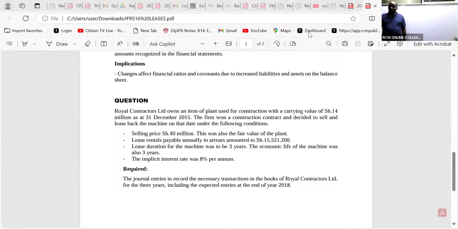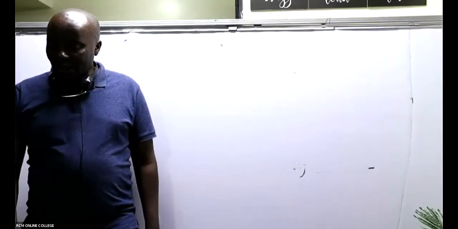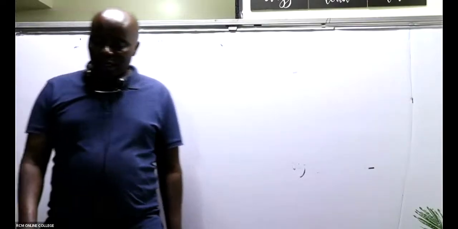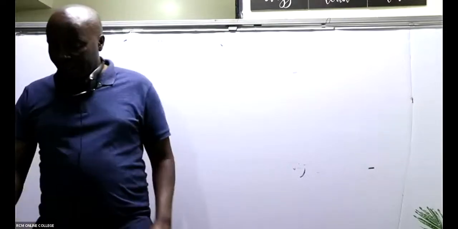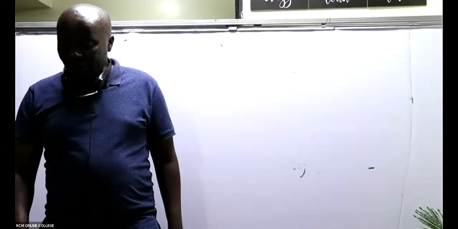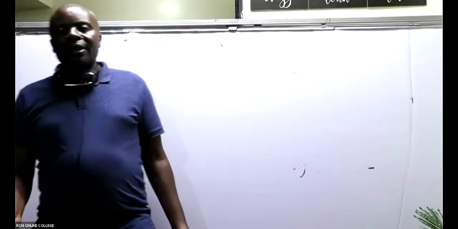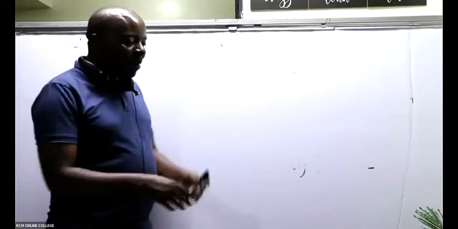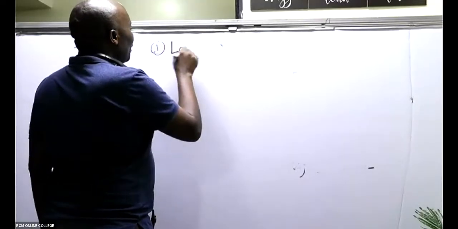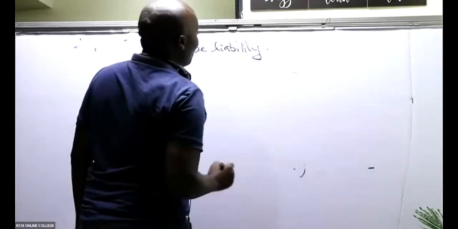So if Royal Contractors is a lessee, then the very first step, as we said here, is to establish the lease liability. That is the first thing you do. If you were a landlord, I would not have done that. So the very first thing you need to do is to establish the lease liability. So step number 1, give us the lease liability.